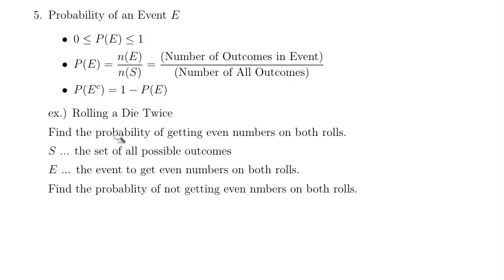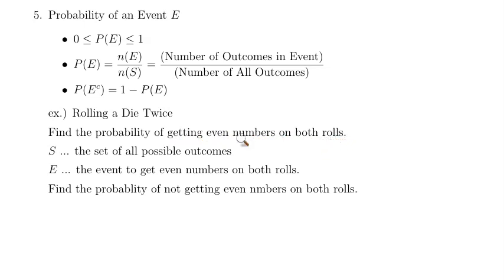Here's an experiment. The experiment is rolling a die twice. Roll the die once and roll the die a second time. Then the first question: find the probability of getting even numbers on both rolls. So you get an even number and an even number again.